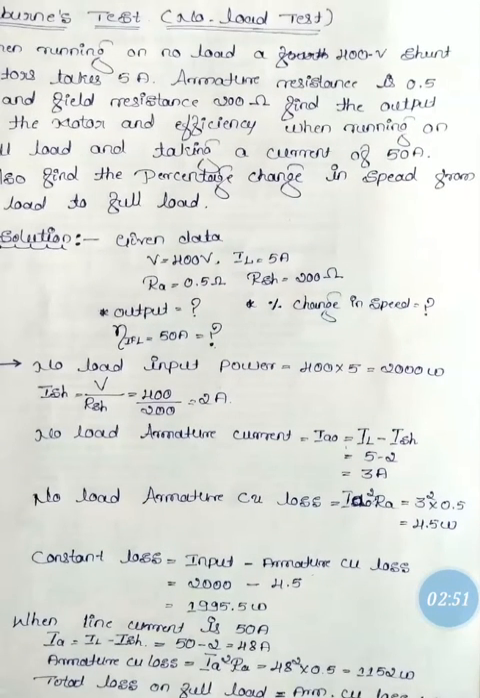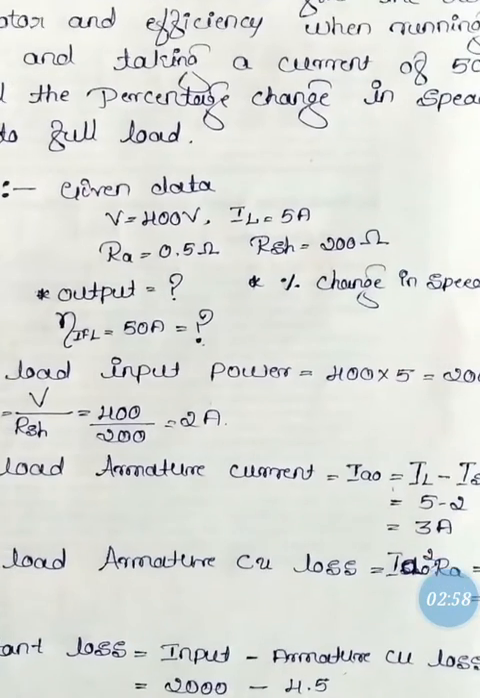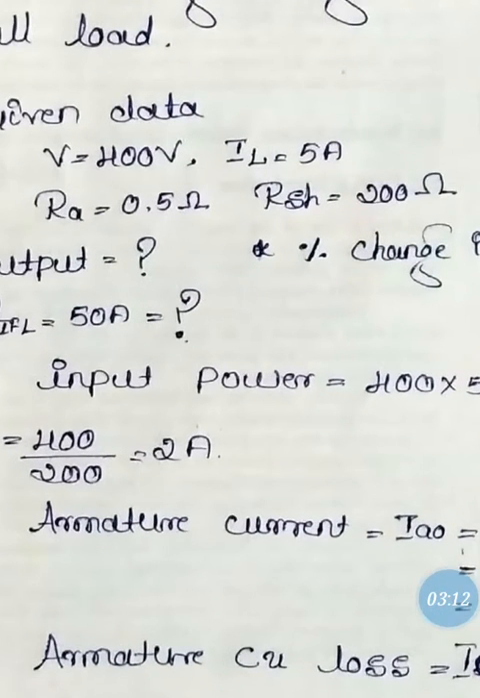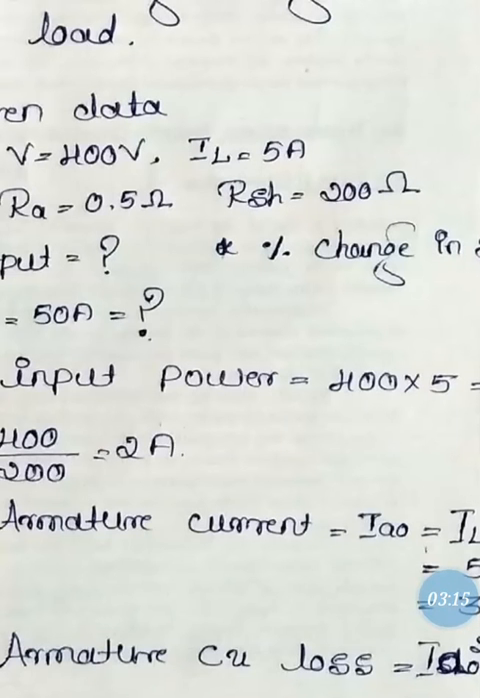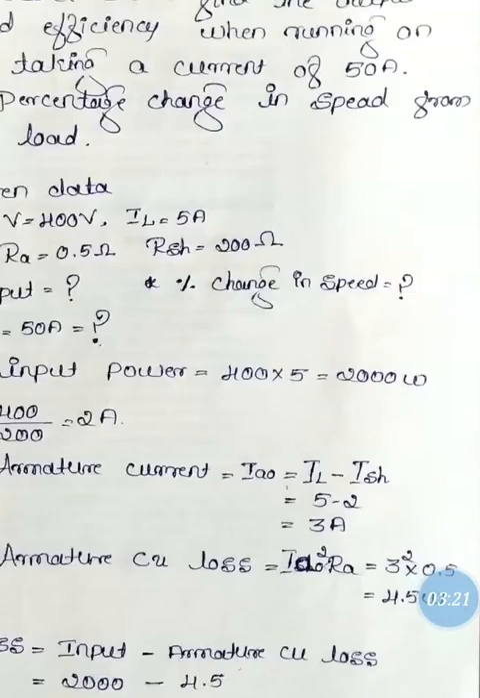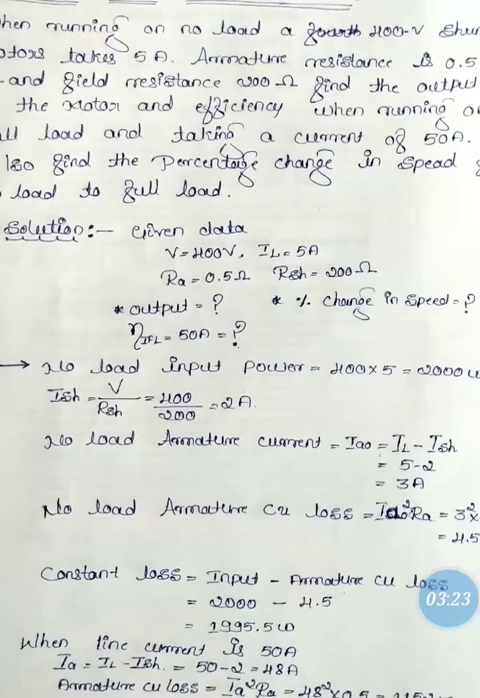Now, first point: the no load input power is to be calculated. Power is the product of voltage and current. So the no load input power is the product of the supply voltage and the no load current. This product gives 2000 watt as the no load input power.